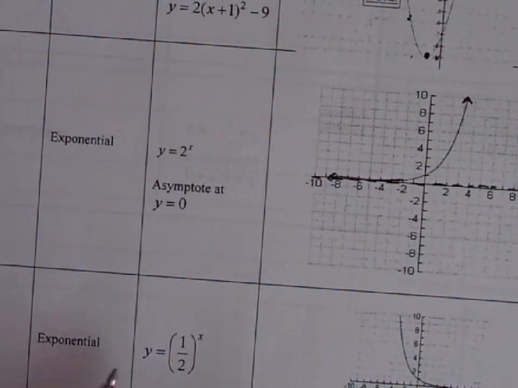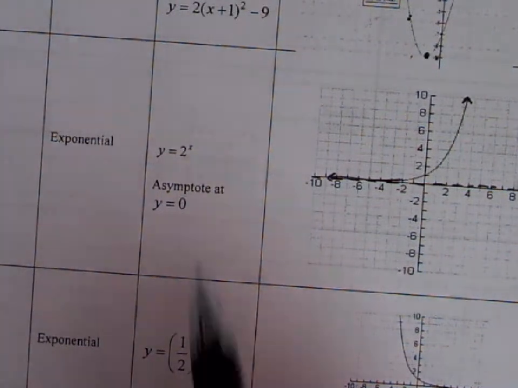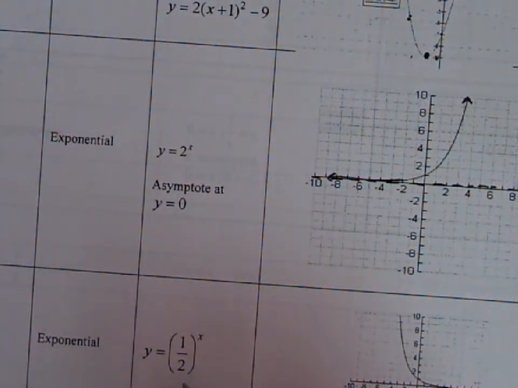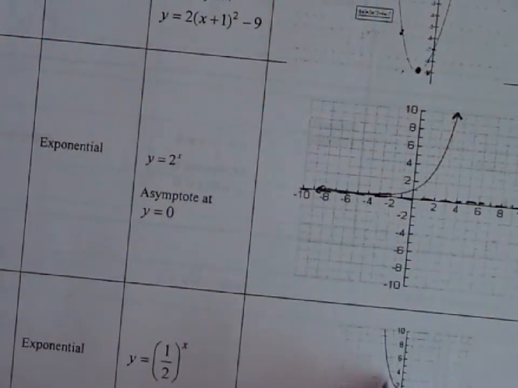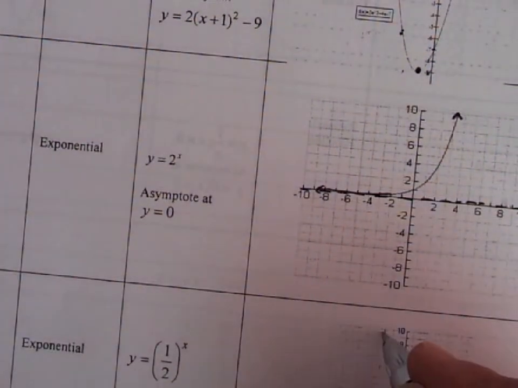It can only move up or down, right? If you have an exponential function, but this time the base is less than 1. By the way, it cannot be a negative number. For exponential functions, the base must always be a positive value. But let's say that positive value is between 0 and 1. So in this case, 1 over 2. Alright, then they are called exponential decay.